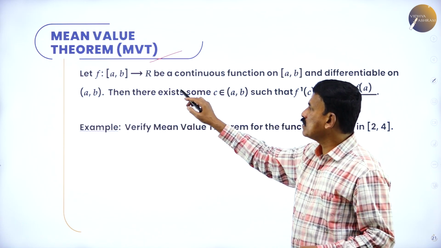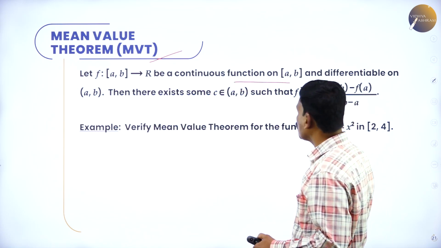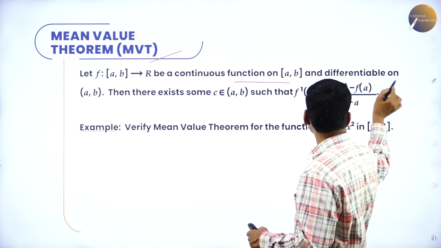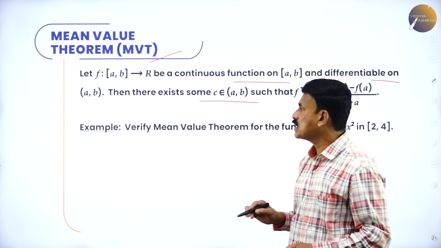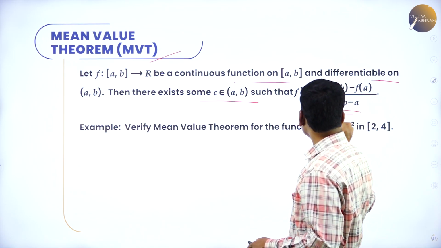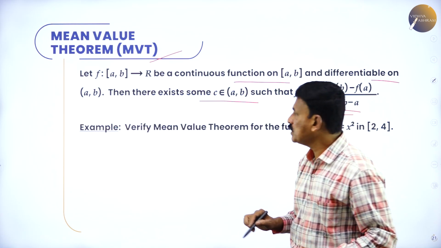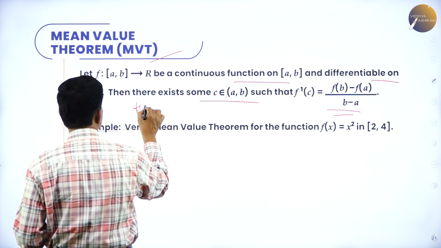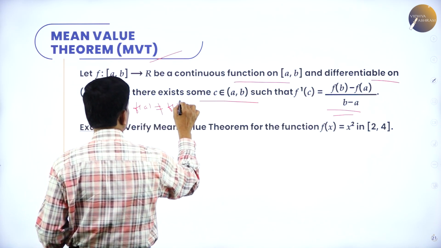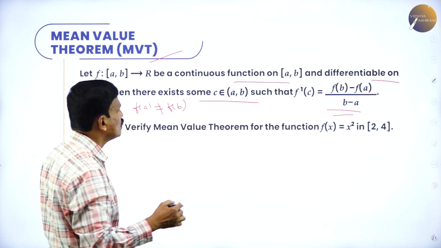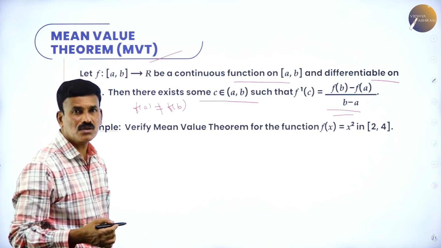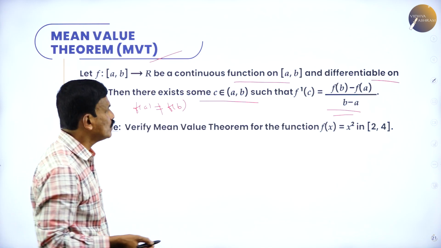Let f from [a, b] to R be a continuous function on the closed interval [a, b] and differentiable in the open interval (a, b). Then there exists c belongs to (a, b) such that f'(c) is equal to (f(b) minus f(a)) divided by b minus a, provided f(a) is not equal to f(b).